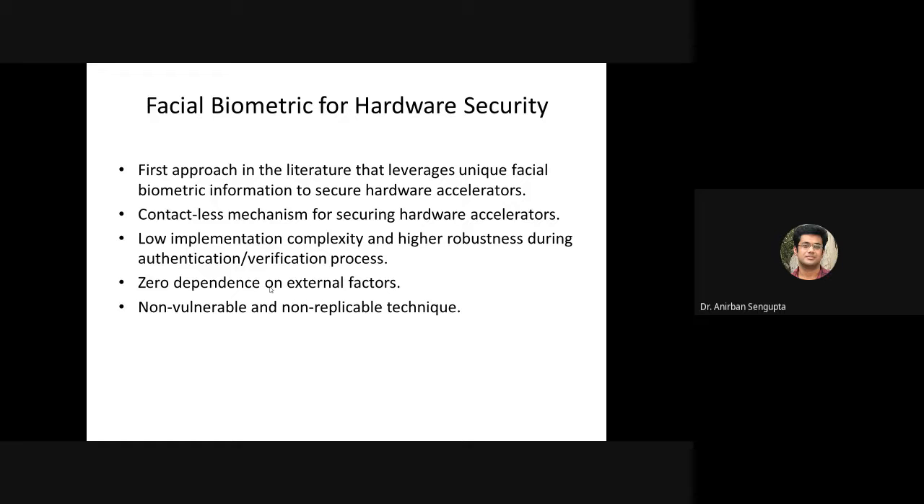Now let me move a bit on the facial biometric approach for hardware security. So this is also one of the novel approaches that we have devised in our lab that leverages unique facial biometric information to secure hardware accelerators. It's a contactless mechanism for securing hardware accelerators, and it has low implementation complexity and higher robustness during authentication and verification process. It also offers zero dependence on external factors and is completely non-vulnerable and non-replicable technique.